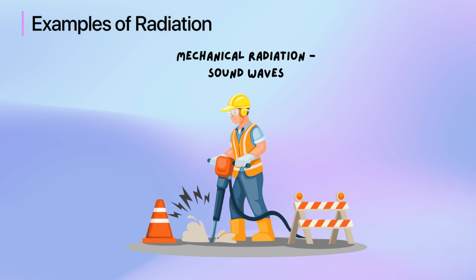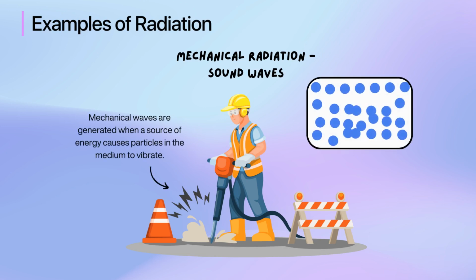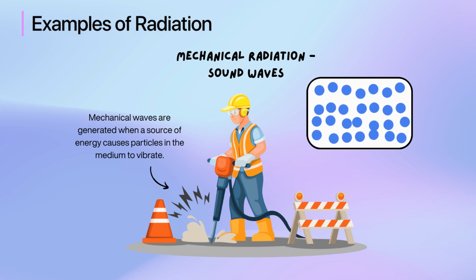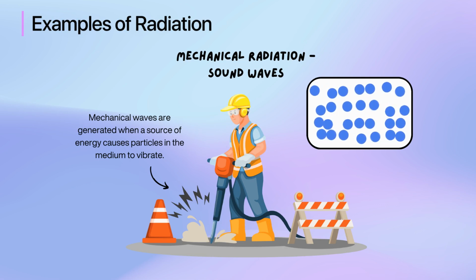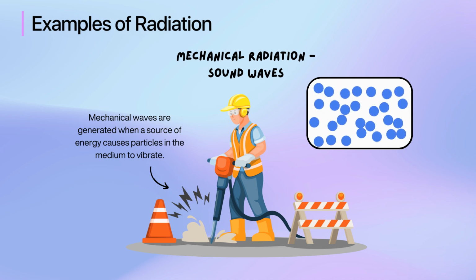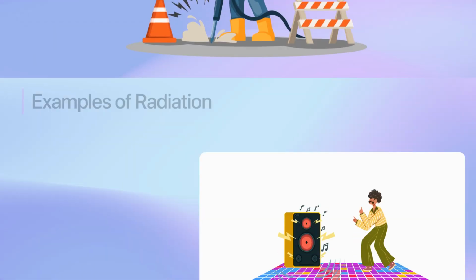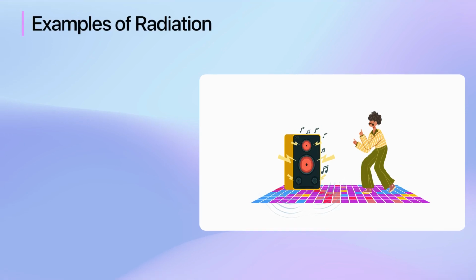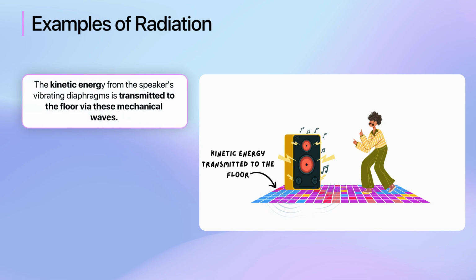Mechanical radiation involves energy transfer through mechanical waves such as sound waves. These waves are generated when a source of energy causes particles in the medium to vibrate, and these vibrations propagate through the medium, transferring energy from one location to another. A classic example of this is the vibrations you feel when standing near a speaker that's playing loud music. Here, the kinetic energy from the speaker's vibrating diaphragms is transmitted to the floor via these mechanical waves. The vibrations you feel are a direct result of the mechanical radiation transferring energy through the ground.